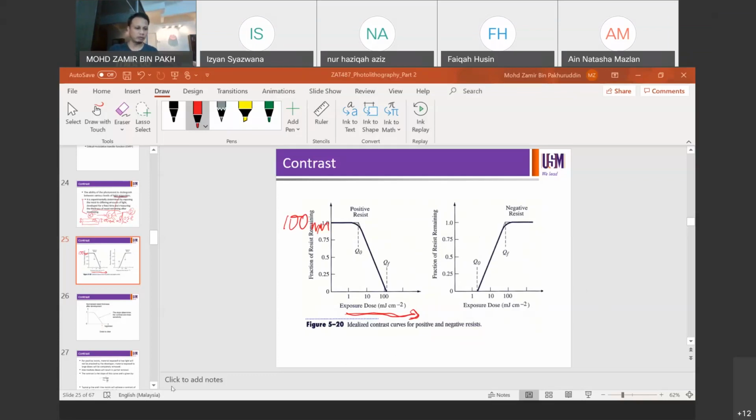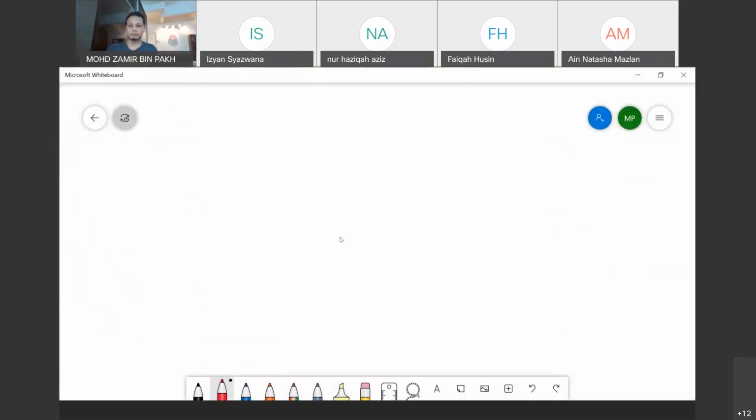So let me draw here for you to understand more. Okay, can you see my whiteboard now? Nampak tak whiteboard saya? Can you see my whiteboard? Okay, good.